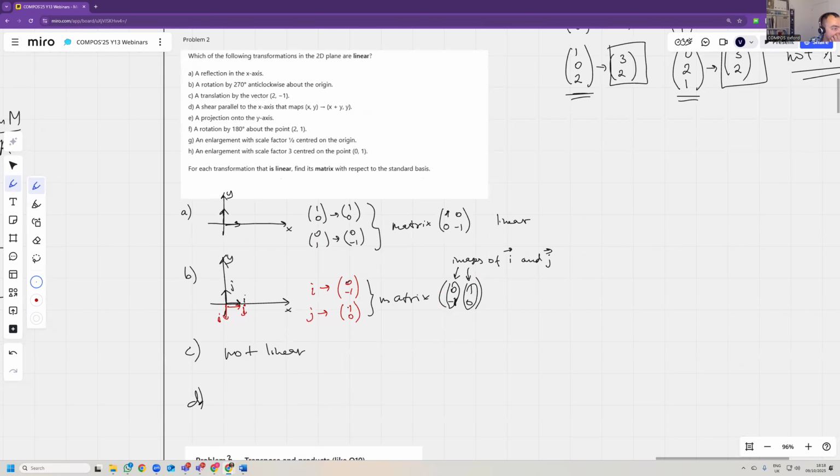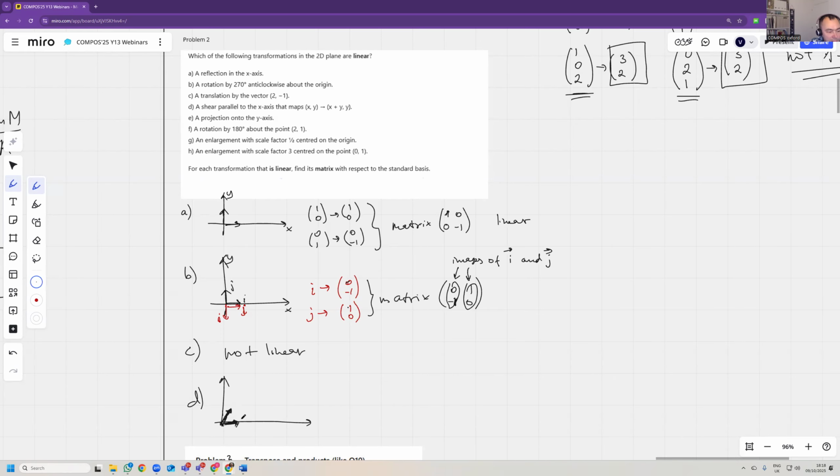D, a shear parallel to the x-axis. A shear works the following way. x turns to x plus y. Shear parallel to the x-axis, oh yeah, y doesn't change. The x changes. Yes. Right.